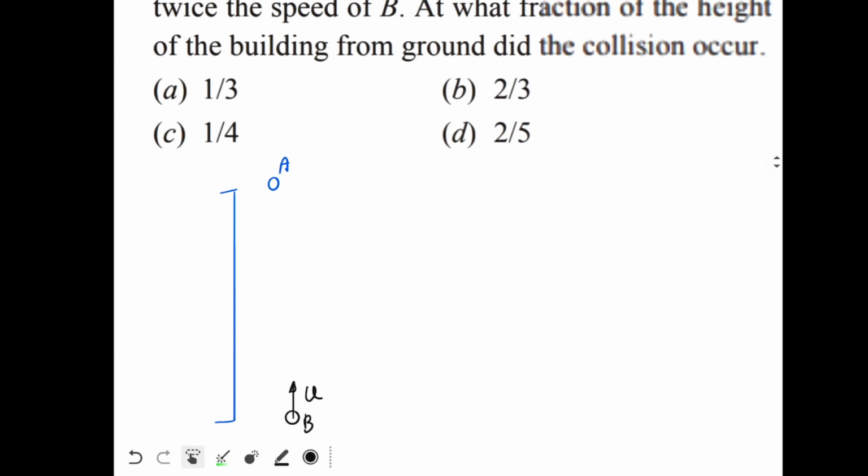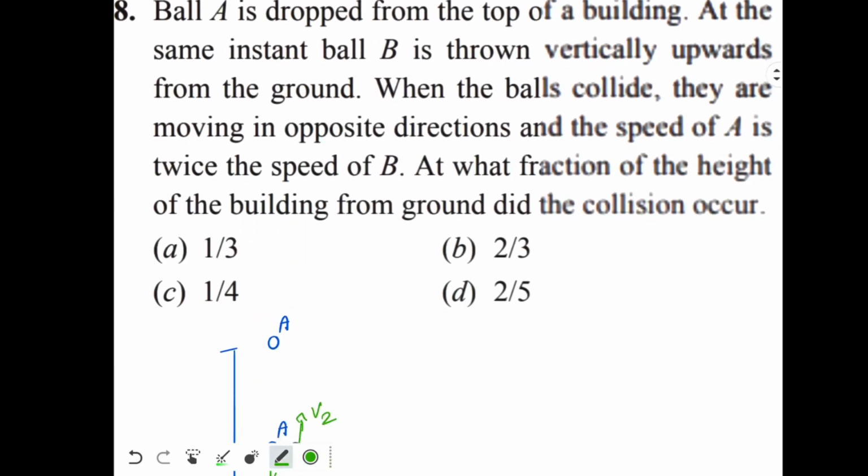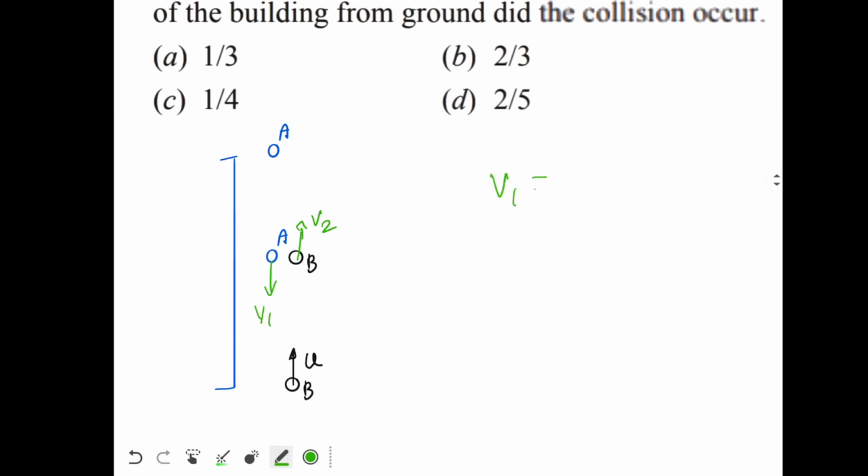Now, when ball A reaches a certain point, ball B reaches the same point, and now they have velocities v1 and v2. So in the question, what is given is that the speed of A is twice the speed of B. That is v1 is equal to 2v2. This is the first equation that we will be using.